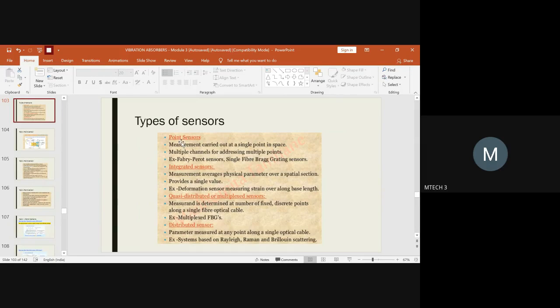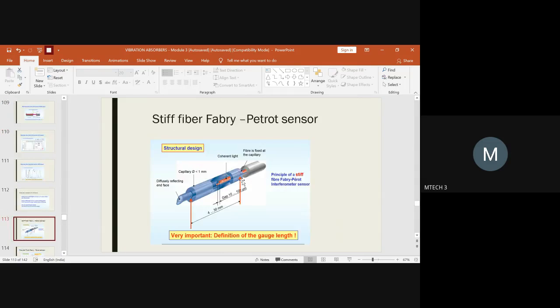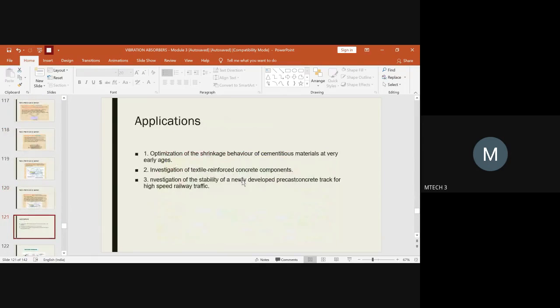So it could be either point sensors, integrated, quasi-distributed, or distributed sensors. In that, the main things are related to our Fabry-Pérot sensor, the Bragg grating sensor, and light interferometry, which we have dealt with. Before going to the next topic, you should know what its applications are. I didn't deal with the applications in the last class related to Fabry-Pérot sensors.